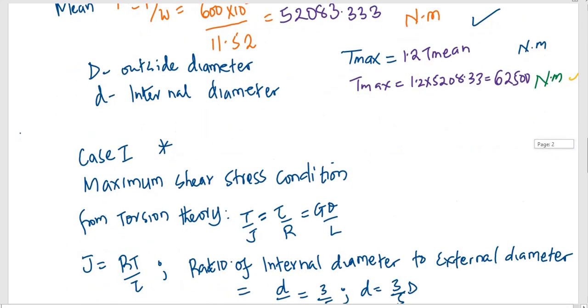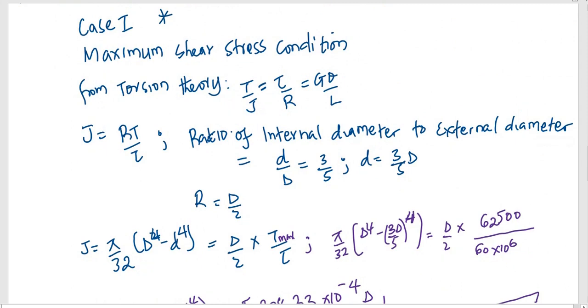Now, if we are to answer our question, we are going to consider two different design criteria, and here we are going to consider what we call the maximum shear stress condition, and we are going to see how it is applied. From torsional theory, we already know that T over J, the torque divided by J, which is the polar second moment of area, is equal to tau divided by the outer radius, is equal to modulus of elasticity times angle of twist divided by length. So when we consider T over J is equal to tau over R, this is what we get.